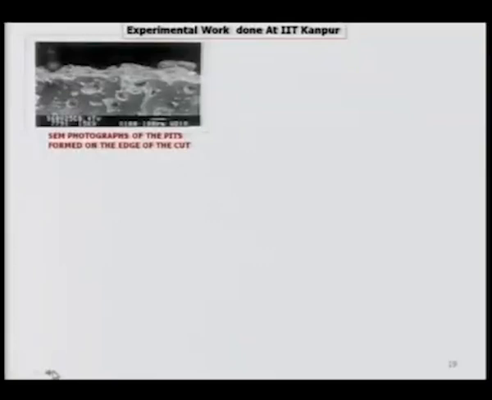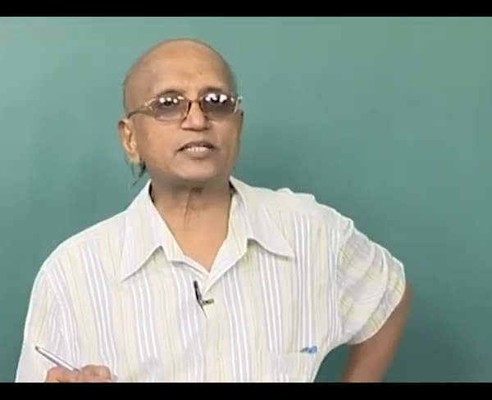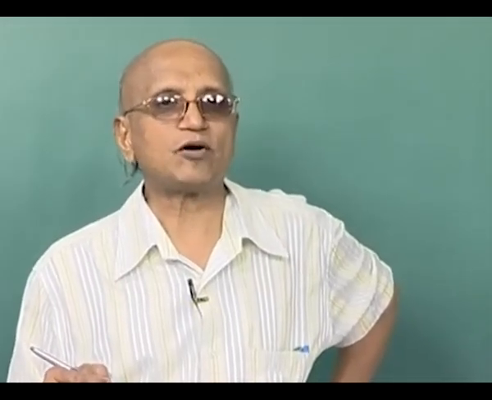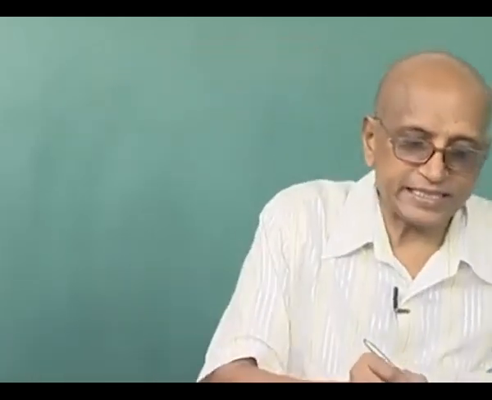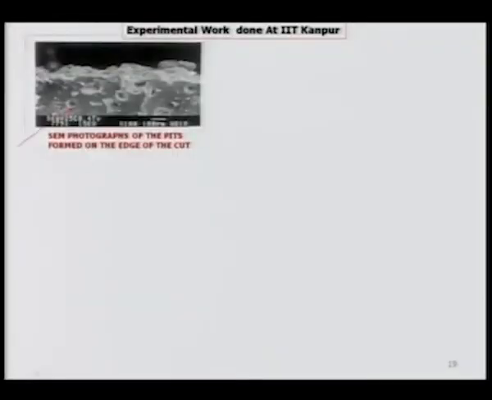SEM photographs of the pits formed on the edge of the tool. Now, you can see, because as I mentioned earlier, that sparking is taking place across the hydrogen bubble, and these hydrogen bubbles are evolved at the tool on the metallic part of the tool, not the abrasive part of the tool. So, you can clearly see that metal that is being removed is in the form of circular pits, and this is due to the sparking taking place on the tool.